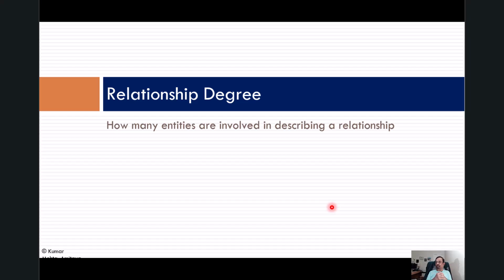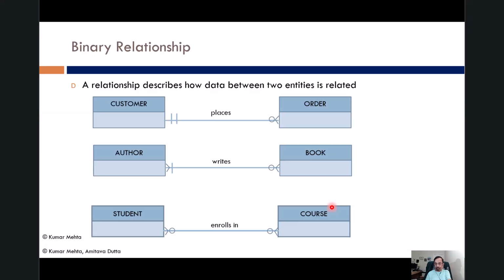Now, I would venture to say that 90% of the time in real life settings, you will encounter relationships that connect two entities. But that's not the only type of relationship that can arise. There are situations where certain other types of relationships can arise. So it's something different from two entities being connected to one another. So let's see what those variants might be. So relationship degree, the degree of a relationship, is how many entities are involved in the relationship.